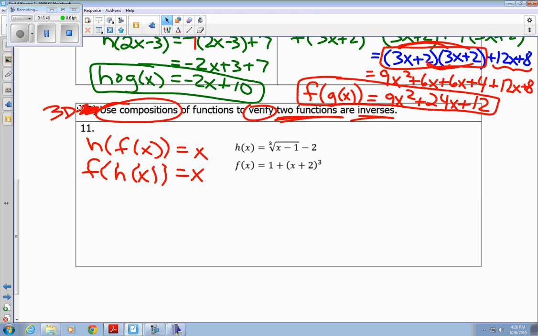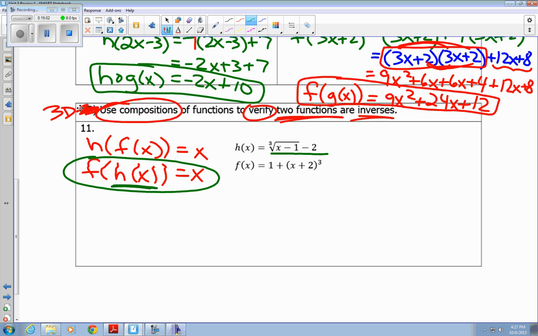So in this case, I have to see that it's going to equal x. Well, let's do this. We have h of x, what it equals. It's the cube root of x minus 1. I'm subtracting 2. So instead of h of x, I'm going to put the cube root x minus 1, subtract 2. Now let's put that into the f of x. So instead of x, we have the cube root of all that.